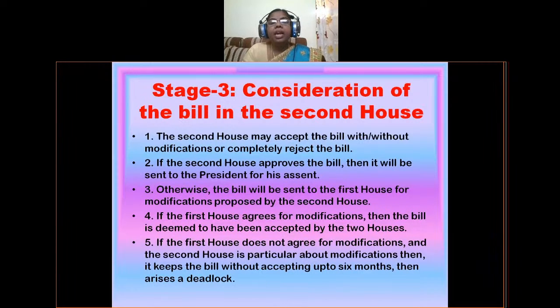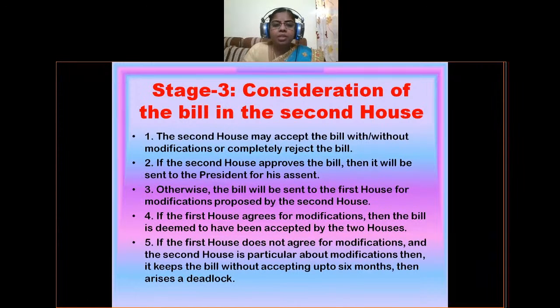Then arises a deadlock. If the second House is particular about modifications and the first House is not ready to accept the modifications proposed by the second House, this situation can continue up to 6 months. Up to 6 months it can be dragged, and after that it can be said to be a deadlock. A deadlock means that one House of the Parliament accepted the bill and another House did not accept the bill.